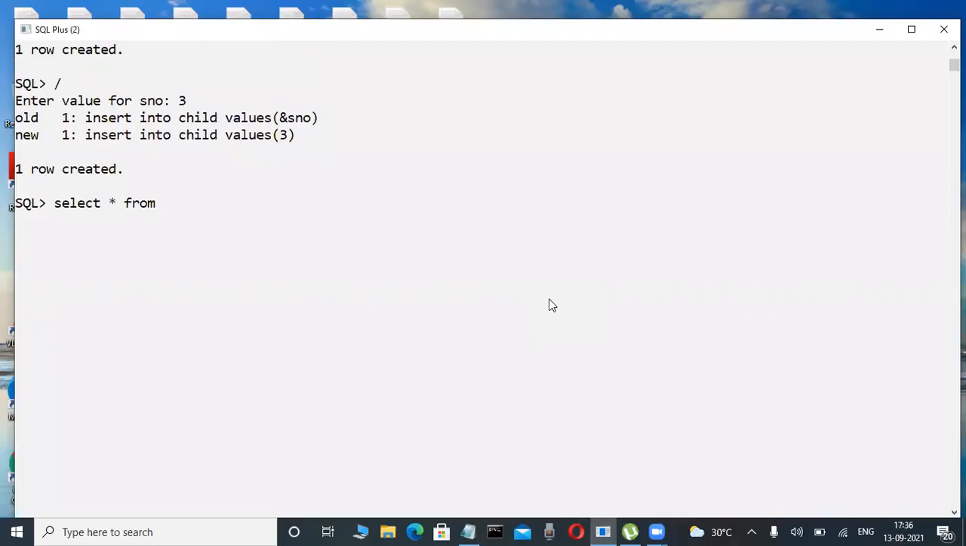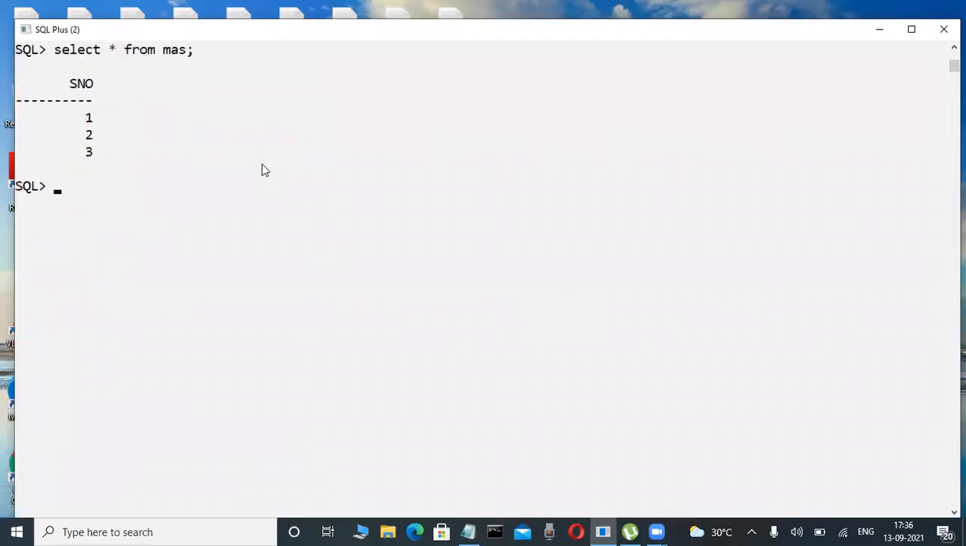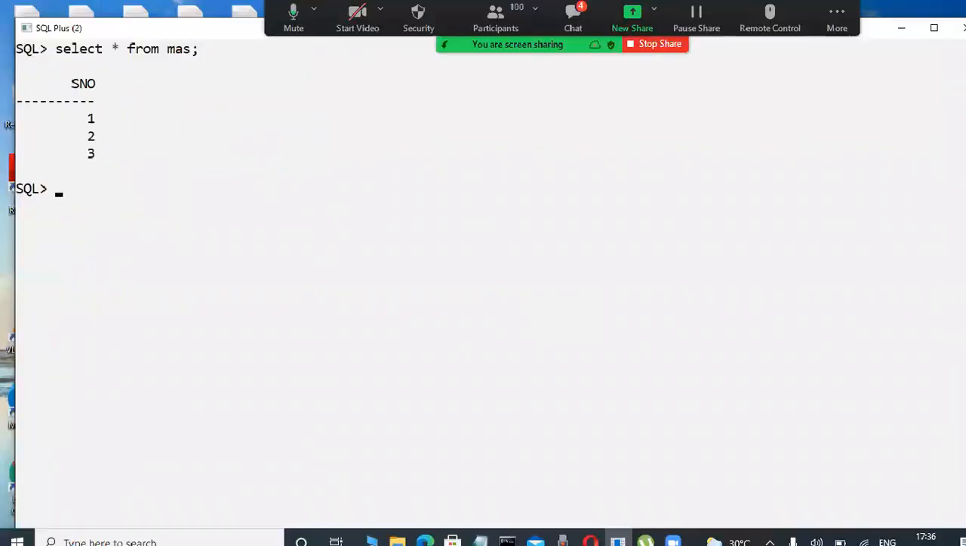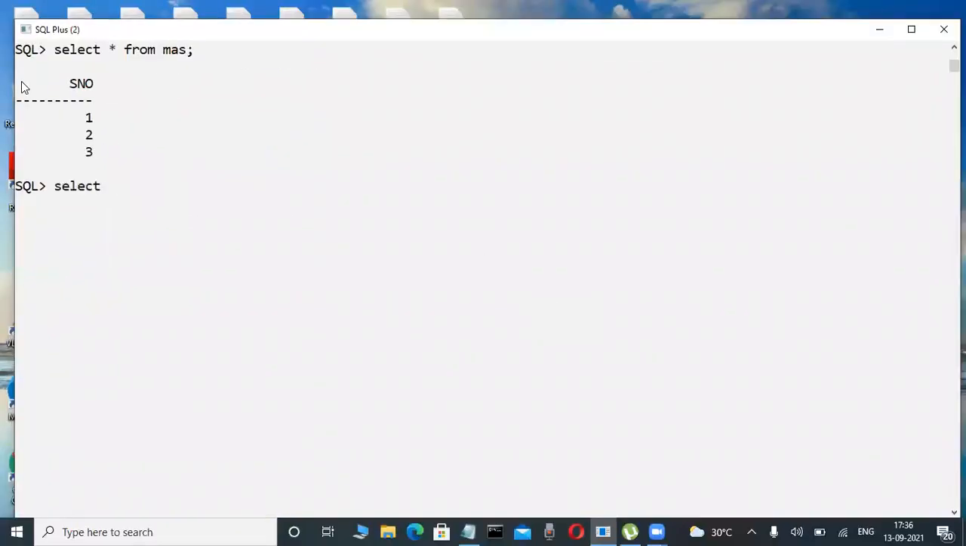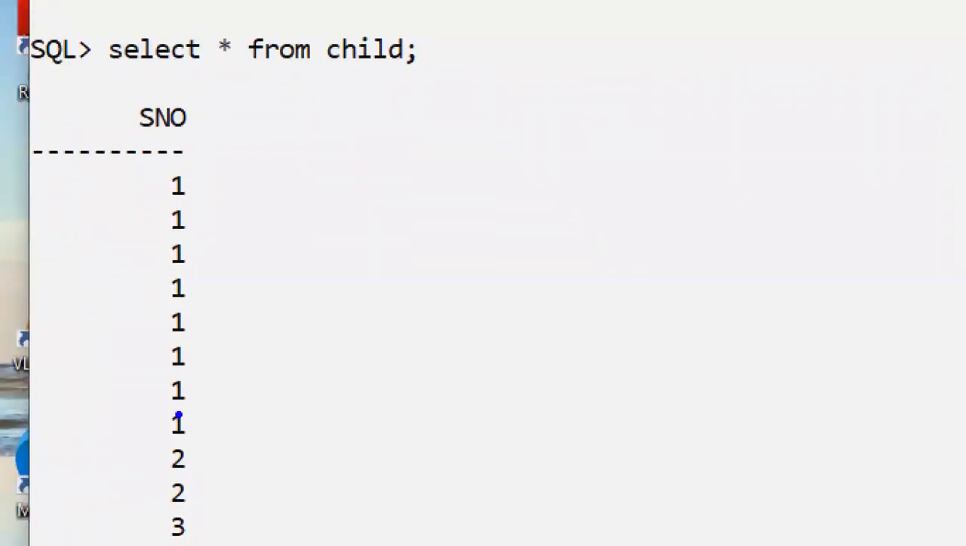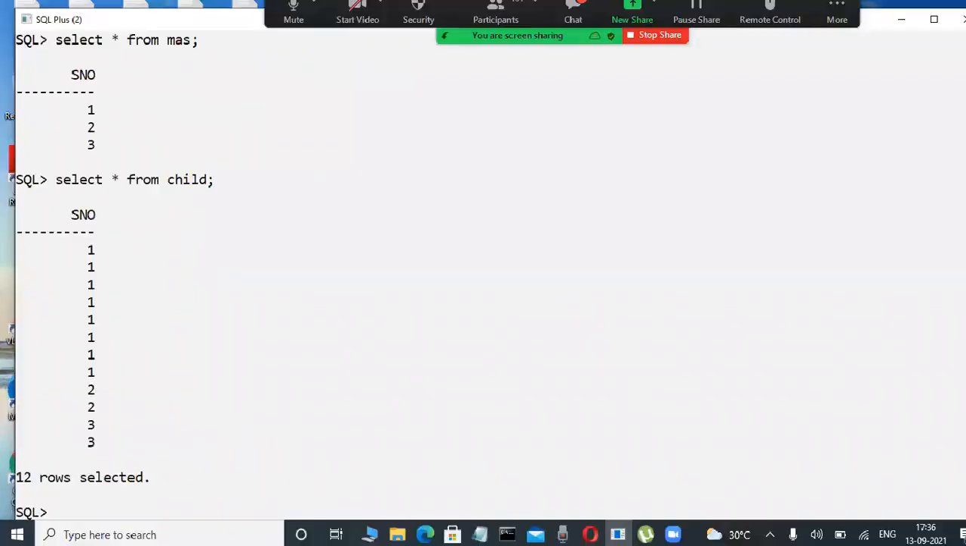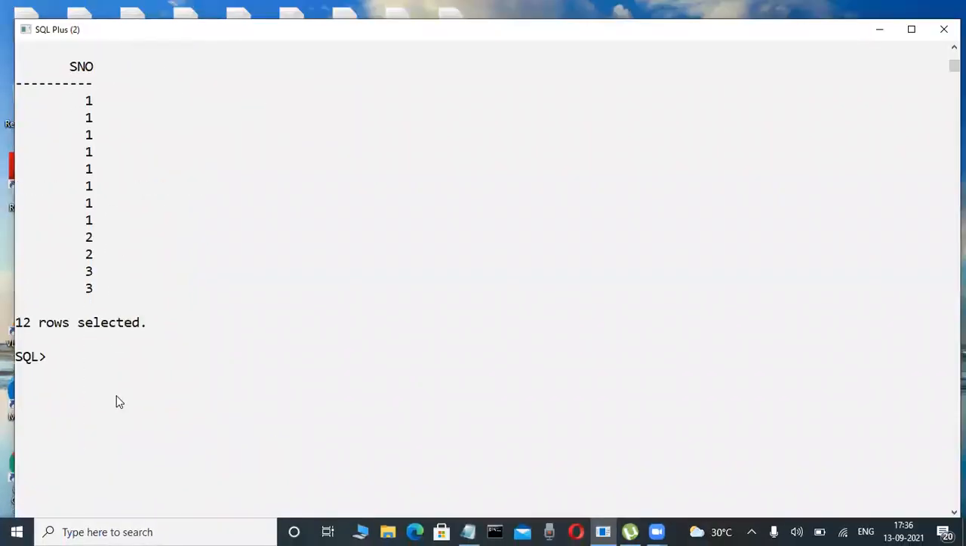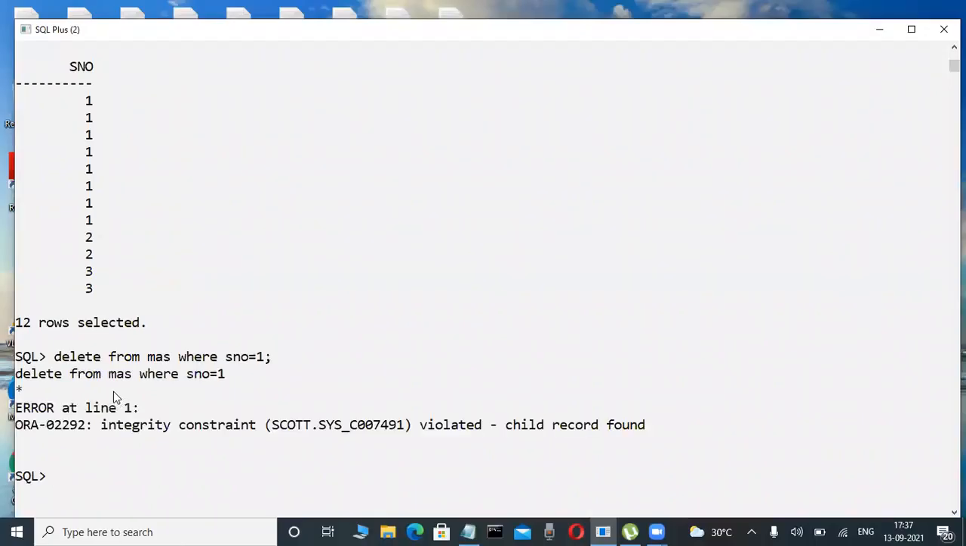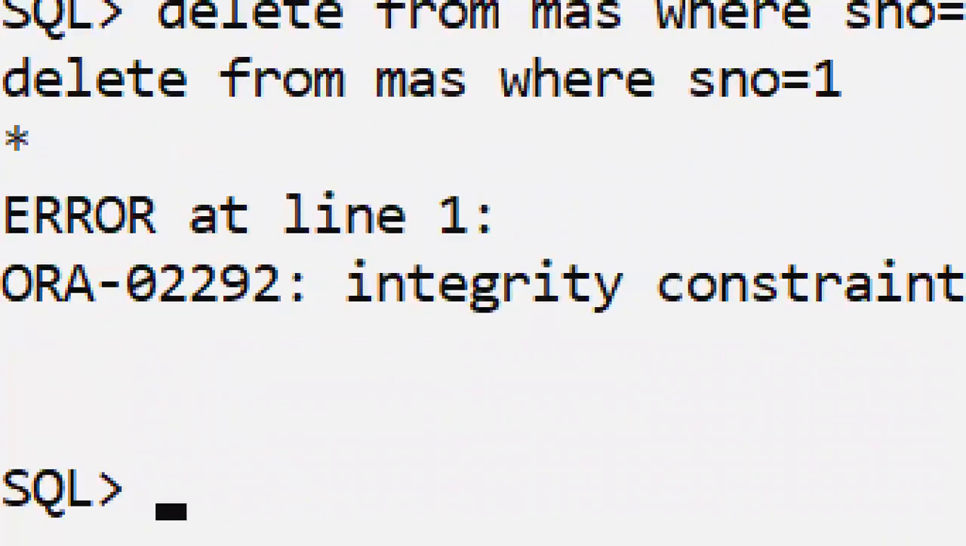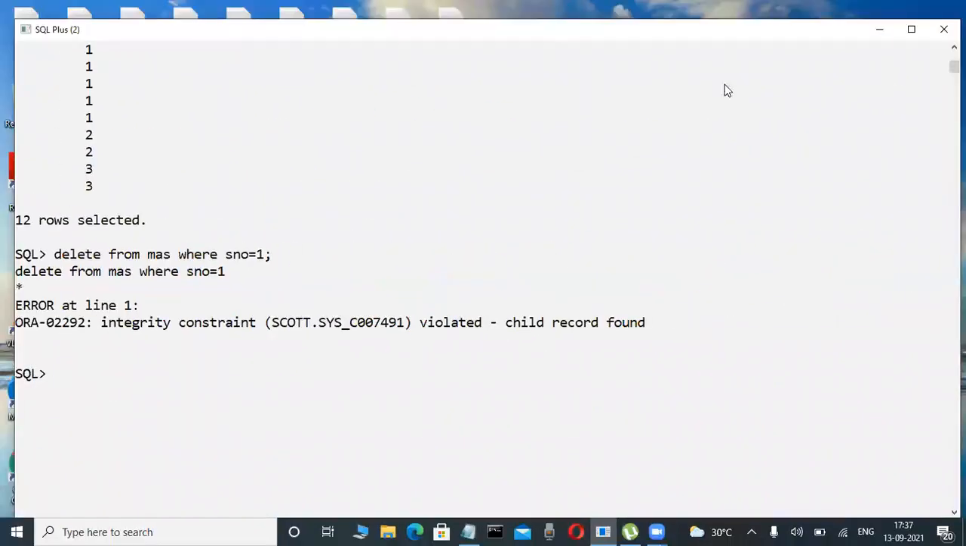So now here is the master. Select star from master: 1, 2, 3 are there. Select star from child: here duplicate data is there, 1, 1, 1, 1, 1, 2, 2, 2, 2, 3, 3, 3. So master and child are there. Now delete from master where S number is equal to 1. It won't work. Here the error is: child record found. This type of thing happens.